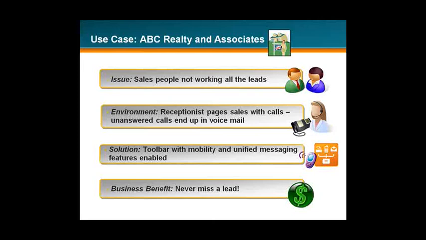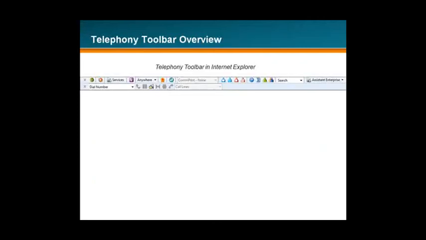We are now going to take a closer look at the toolbar to better understand some of the features and functionality. The toolbar is made up of two main categories of features, services and call control, displayed here in two rows, with the service options running across the top row and call control options on the bottom.